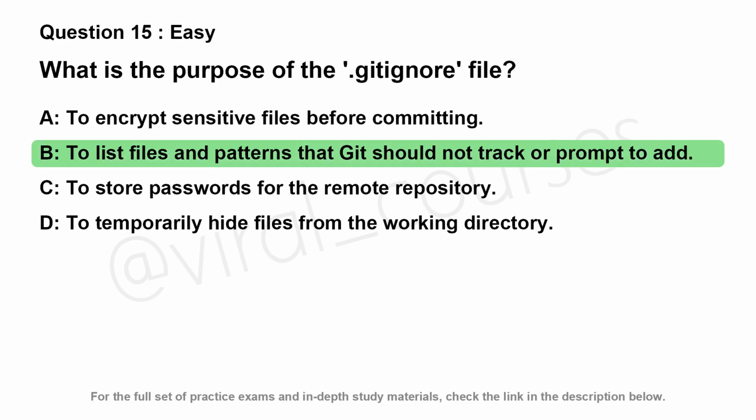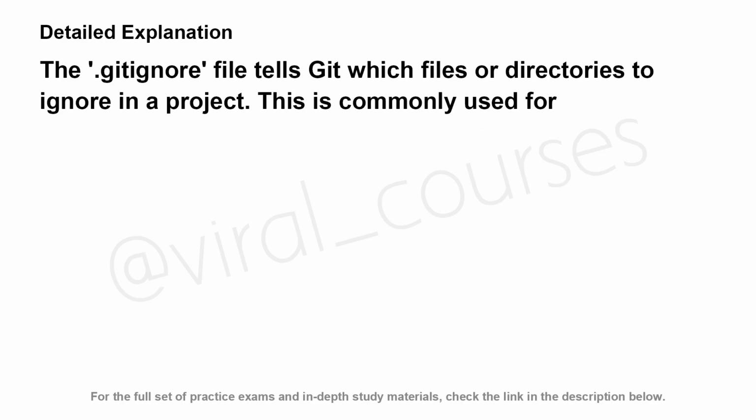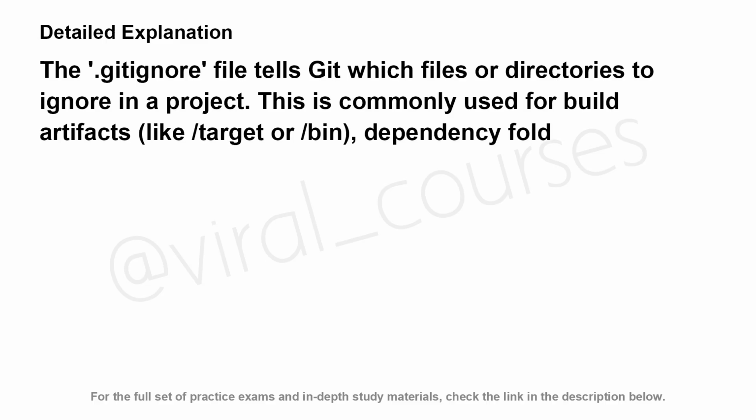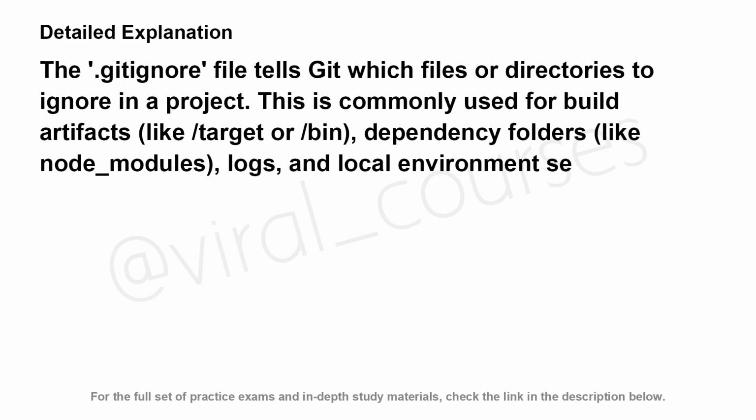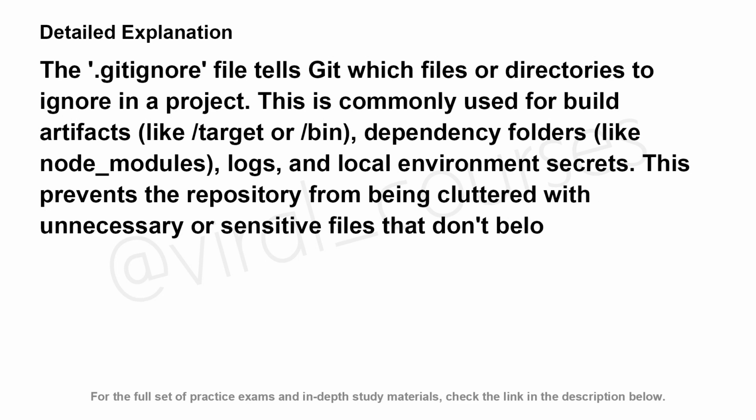The correct answer is B. The .gitignore file tells Git which files or directories to ignore in a project. This is commonly used for build artifacts, like target or bin, dependency folders, like node_modules, logs, and local environment secrets. This prevents the repository from being cluttered with unnecessary or sensitive files that don't belong in version control.